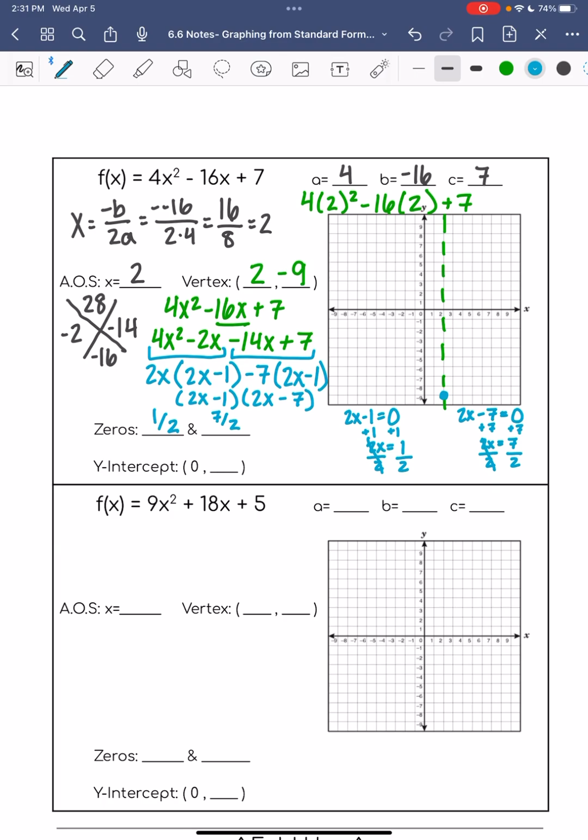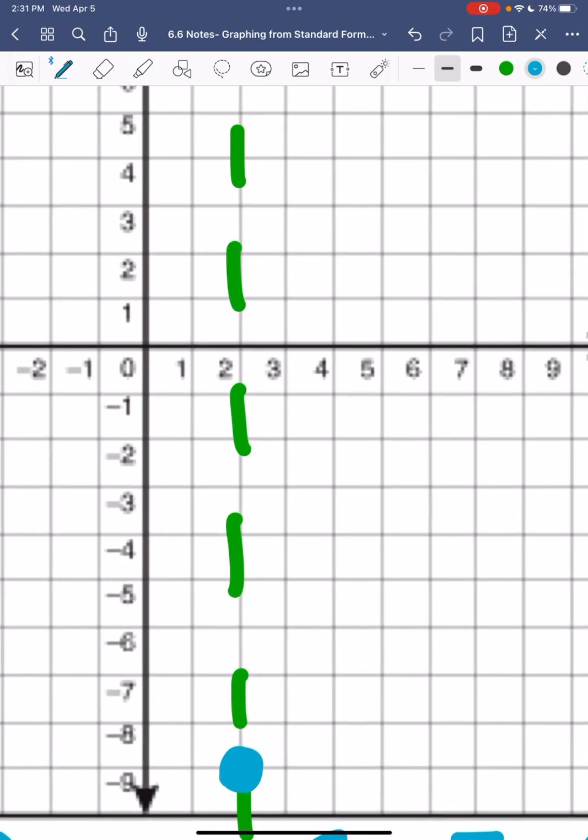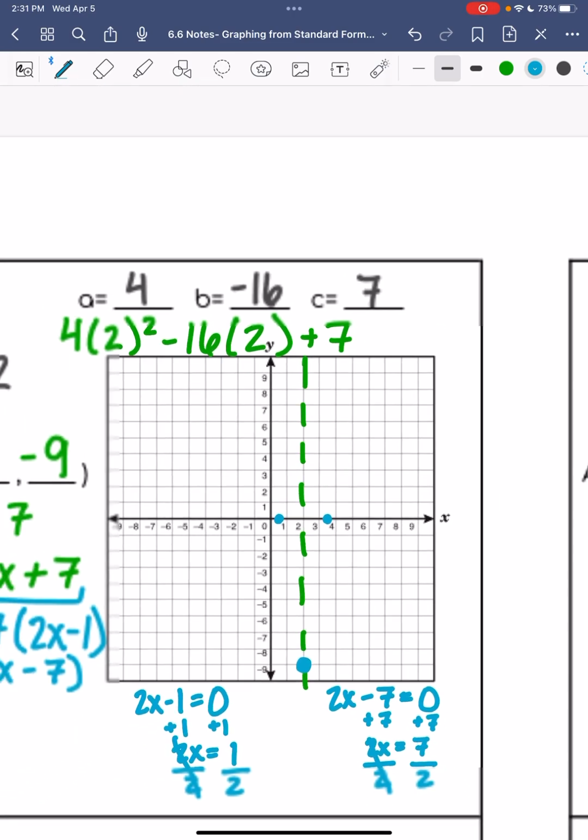Okay, so from here, we can now go graph our zeros. Our zeros are kind of wonky to graph when they're these fractions. We're just going to do our best. So I'm going to zoom way into this, which is nice that I'm on the iPad. 1/2 is in between 0 and 1. 7 halves is the same as 3.5. If I put 7 divided by 2 in a calculator, I would get 3.5. And so that's right in between 3 and 4.